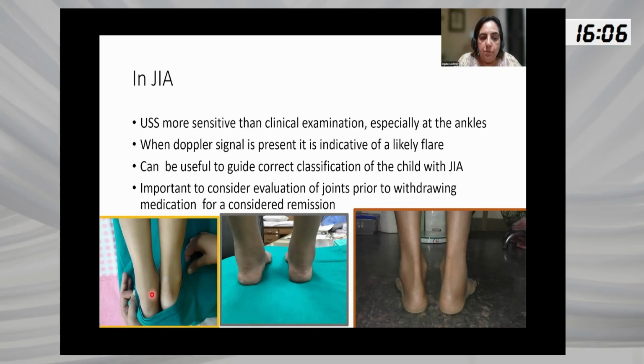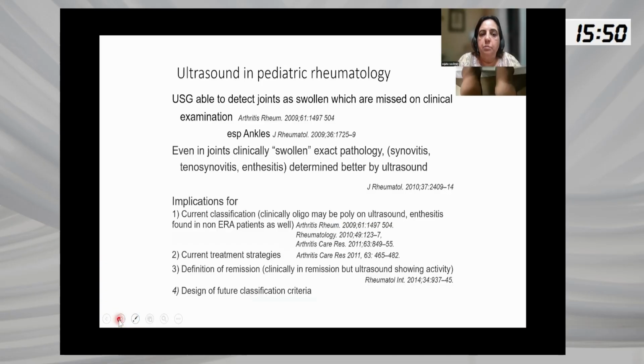And then in this patient, if it is the left ankle, exactly where is the swelling? Is it in the joint or is it in the tendon sheath? So the clinical evaluation is not very precise, and as we use the ultrasound with more confidence, we are able to define the exact pathology. And this certainly has ramifications.